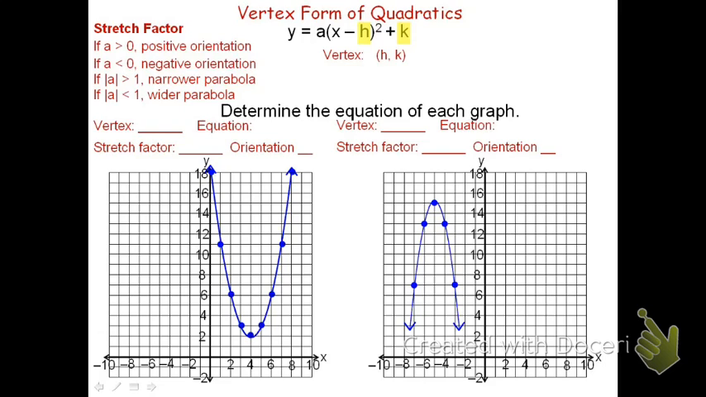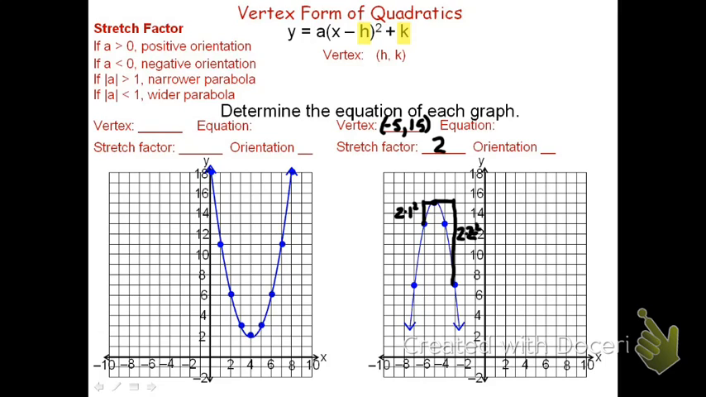For this one, the vertex is here. This would be over 1, 2, 3, 4, 5 units, and up 15. This vertex is at negative 5, 15. The stretch factor: when we go over 1, we're going down 2. That would seem to indicate that we're doing 2 times 1 squared. If we go over 2 units, we're going down 8 units. This is 2 times 2 squared. This tells me that the stretch factor is 2.